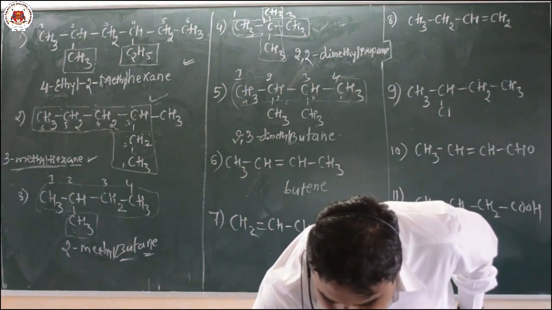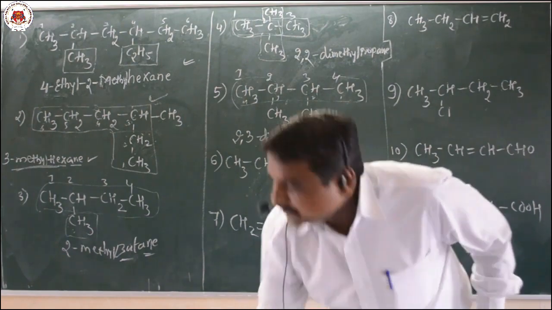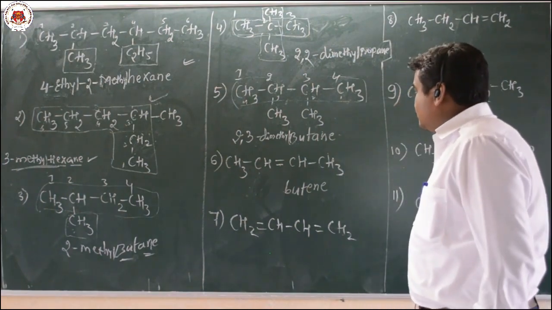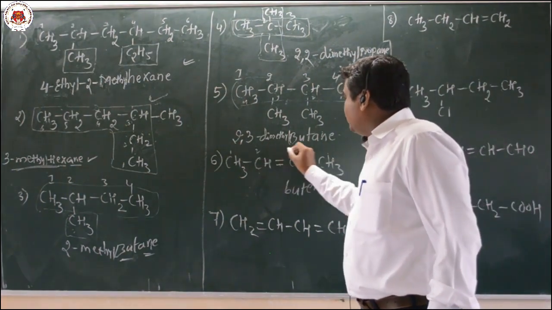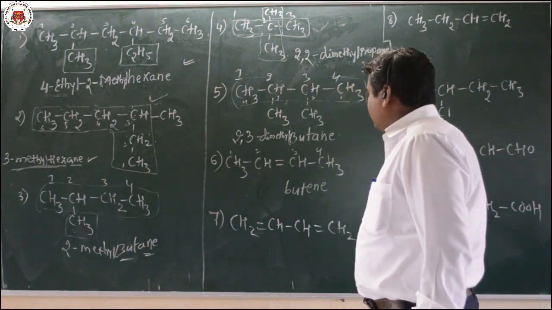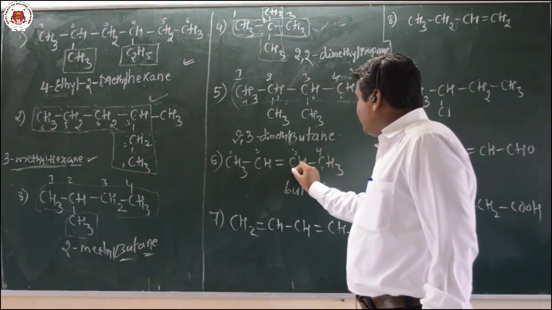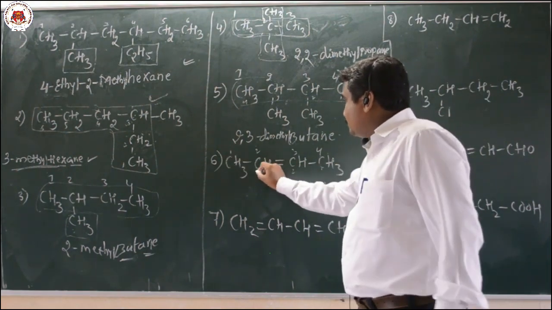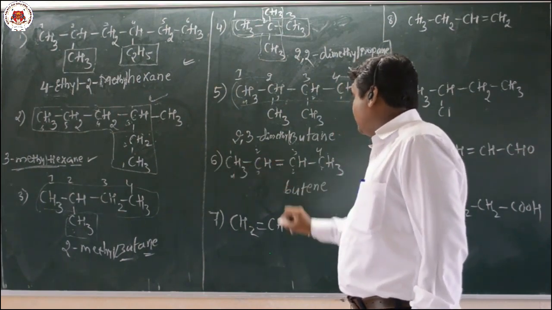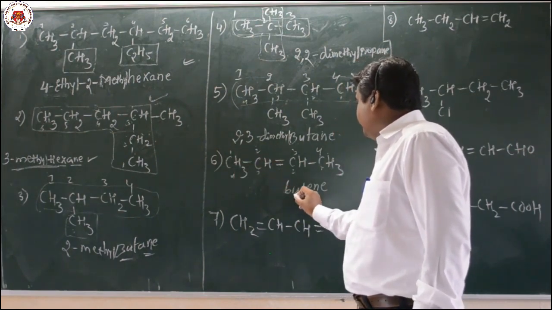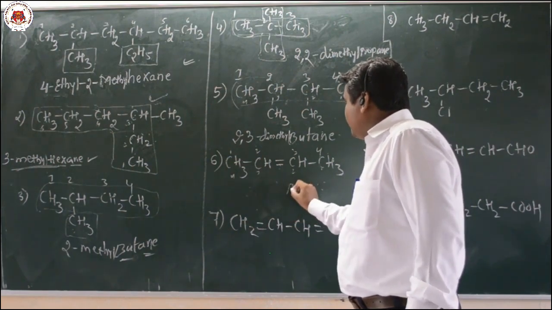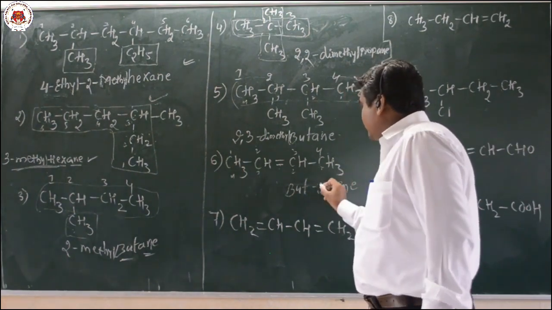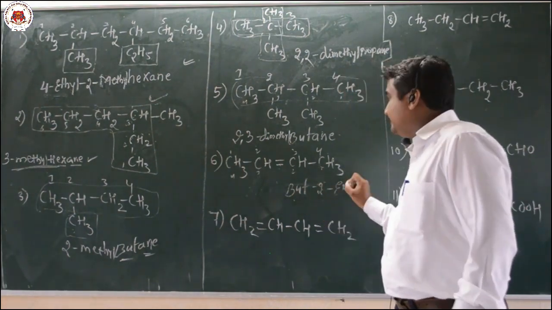After this you have to mention the position of the double bond. We have 1, 2, 3, 4. From this side we have the double bond at the second carbon only, and if you number from the other side, you also have the double bond at the second carbon. Hence the name of the compound is but-2-ene, because you have to mention the position of the double bond as well.